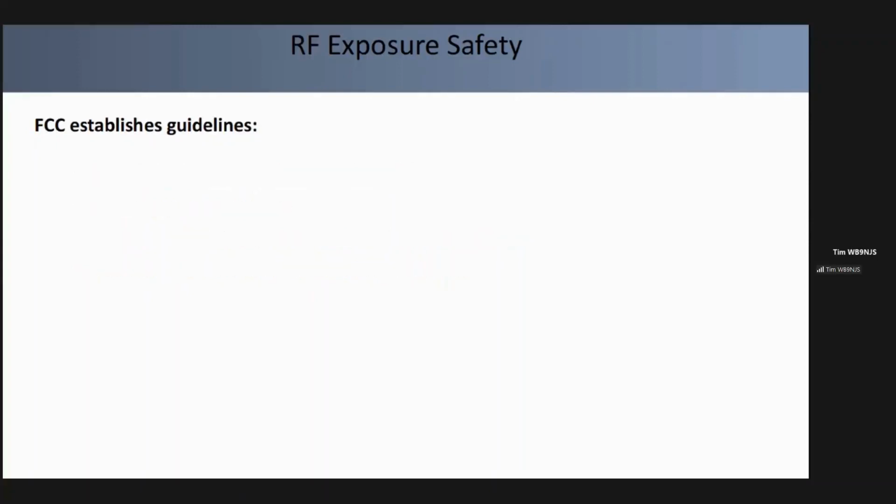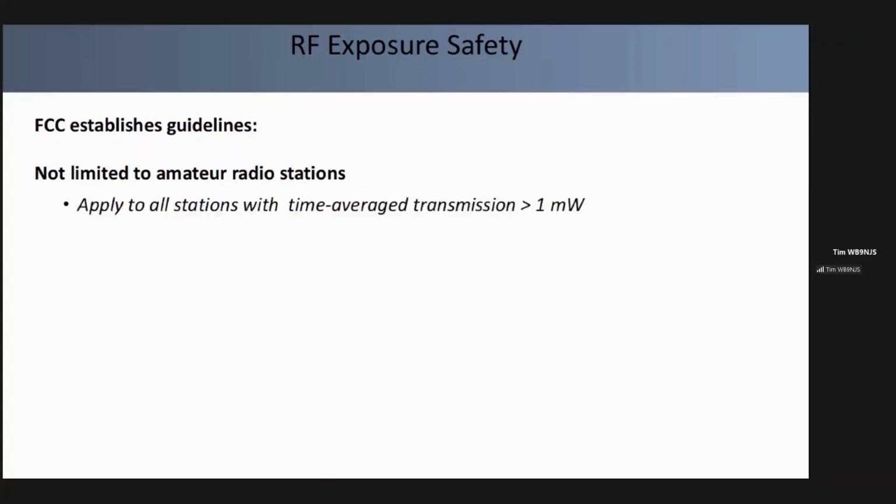Okay, so let's talk about the guidelines. It's not the NEC, it's the FCC that has established these guidelines. These guidelines are not limited to amateur radio stations, and these apply to all stations with time average transmission greater than 1 milliwatt. That's not a lot of power output.